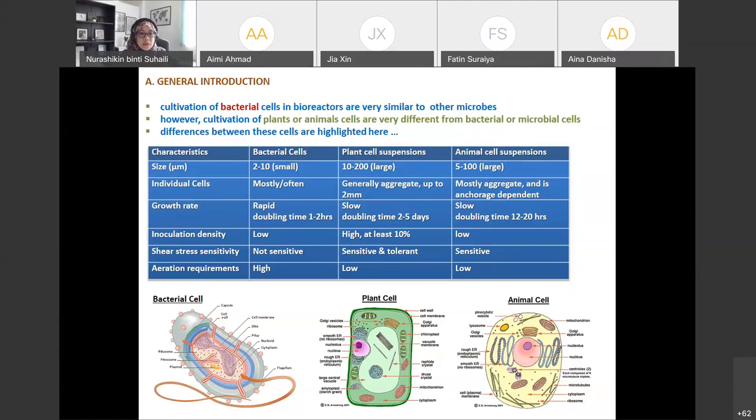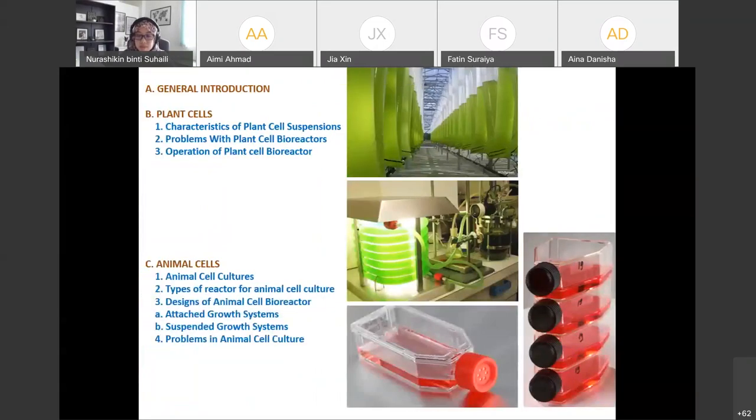So the aeration requirement for bacteria is high, and for plant cells and animal cells it is low. Aeration will also create force, the shear stress, so you cannot apply too intense aeration to plant cells. You have to strike a balance between the requirement and maintaining the viability of the cells. Same thing with the mixing characteristics.